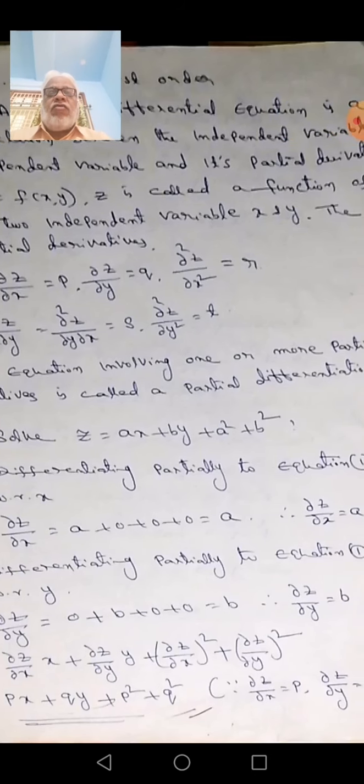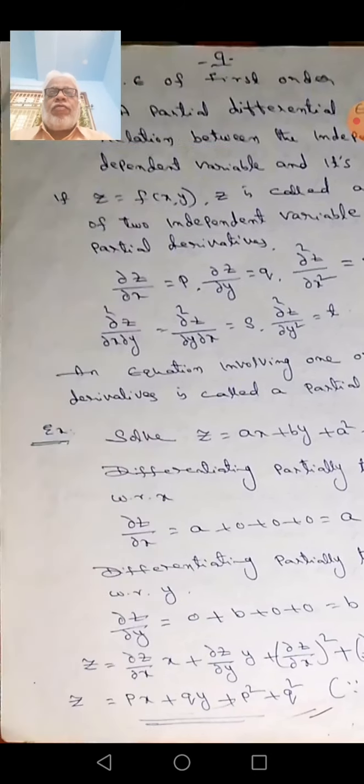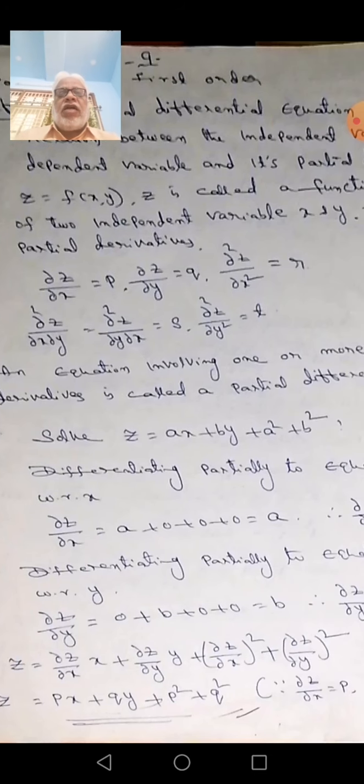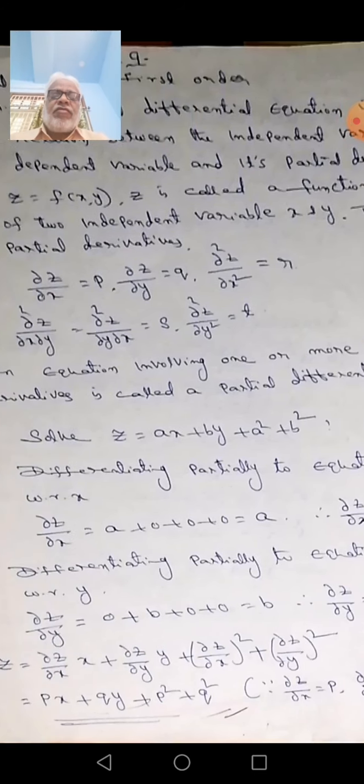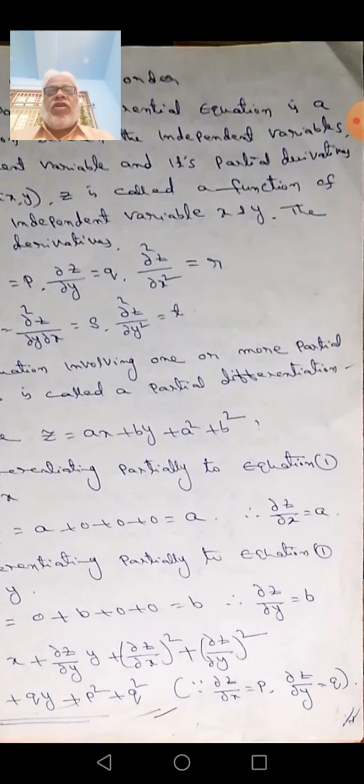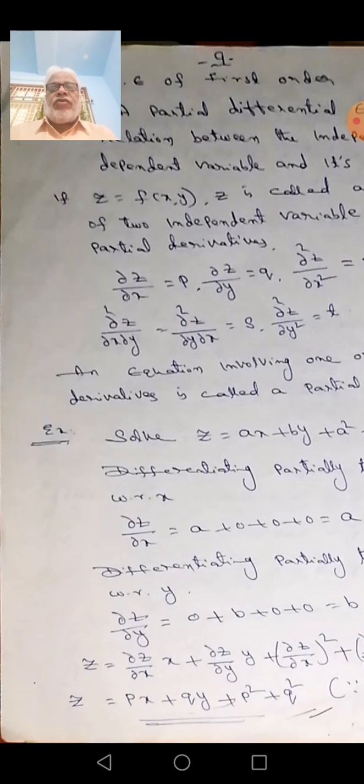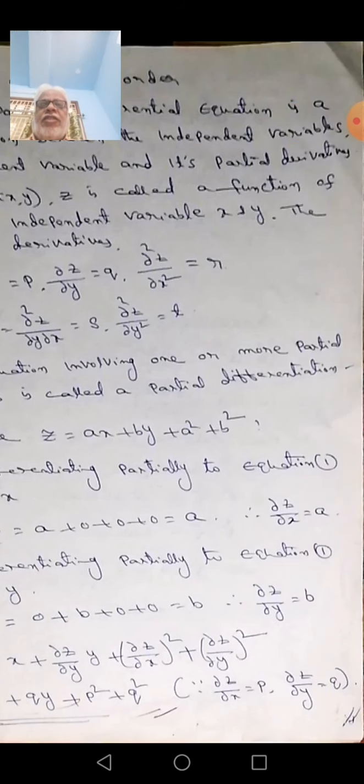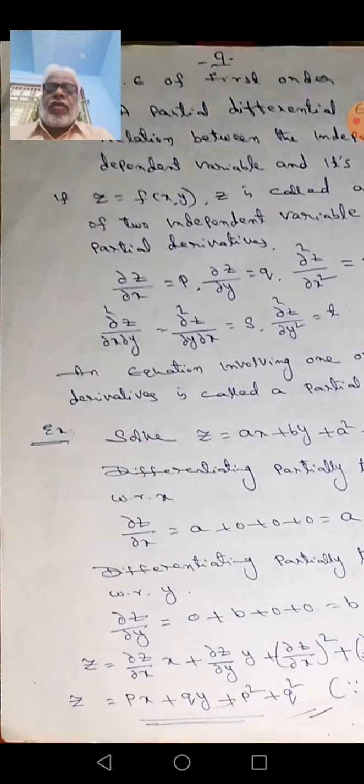An equation involving one or more partial derivatives is called a partial differential equation. Another definition: an equation involving one or more partial derivatives. Partial derivatives means dou z by dou x, dou z by dou y, these are all partial derivatives. Okay, we take one example.